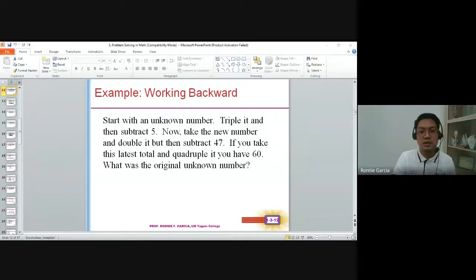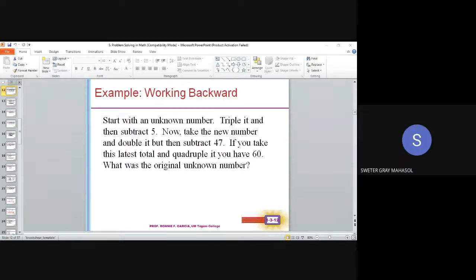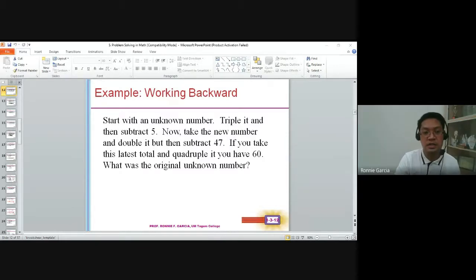You start with the last statement, the number before the question. And then what do you do with the operations, like the quadruple, the subtract, the double? Divide. You reverse them: quadruple, you divide; subtract, you add; double, you divide by 2; subtract, you add 5; and triple, you divide by 3.